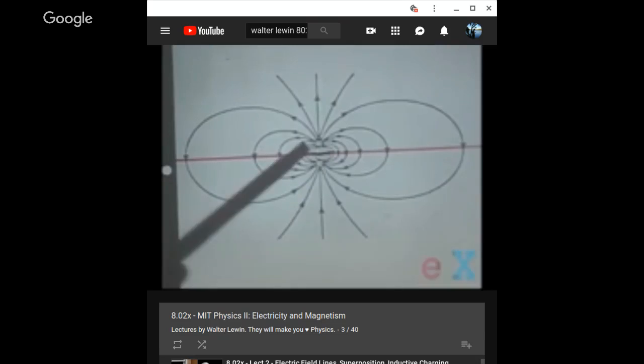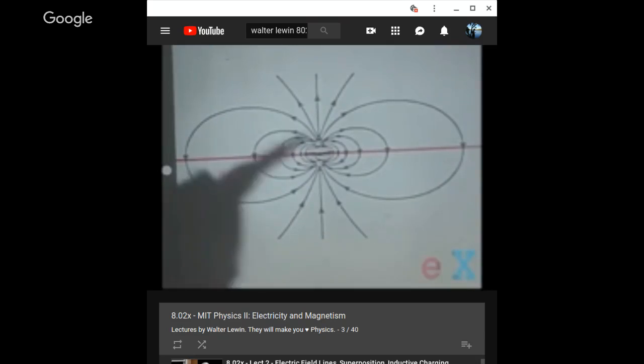If you're close to the plus charge, notice that all the field lines go away from the plus. And if you're close to the minus, notice that all the field lines come in on the minus. You expect that.